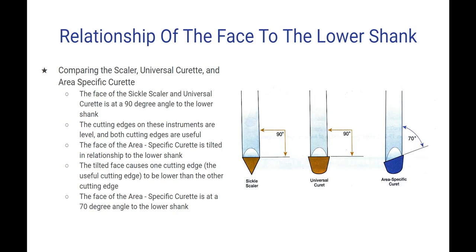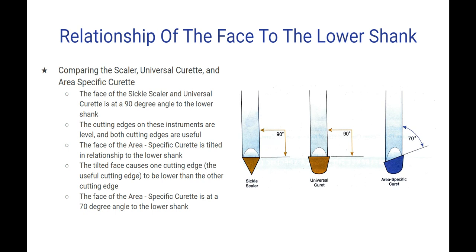Relationship of the face to the lower shank. Comparing the scalar, universal curette, and area-specific curette. The face of the sickle scalar and universal curette is at a 90-degree angle to the lower shank. The cutting edges on these instruments are level, and both cutting edges are useful.